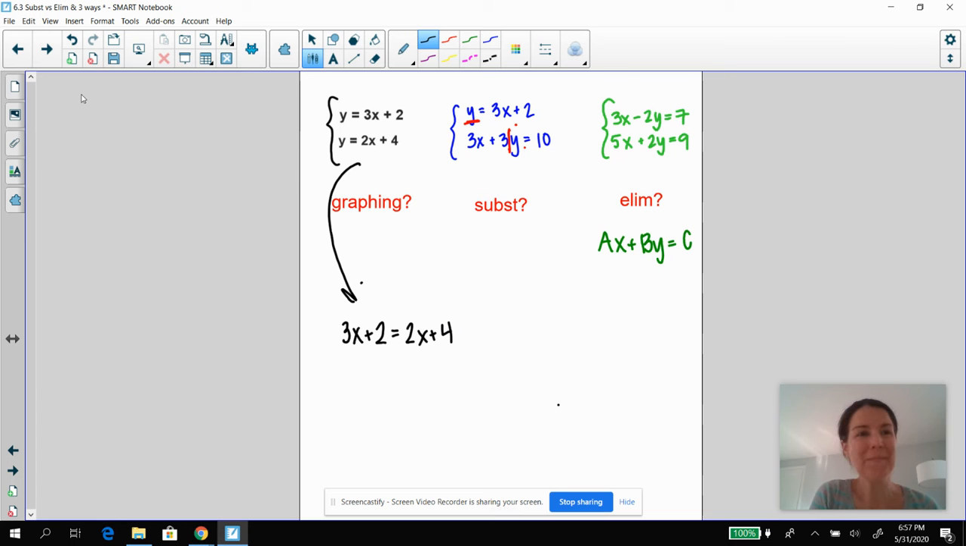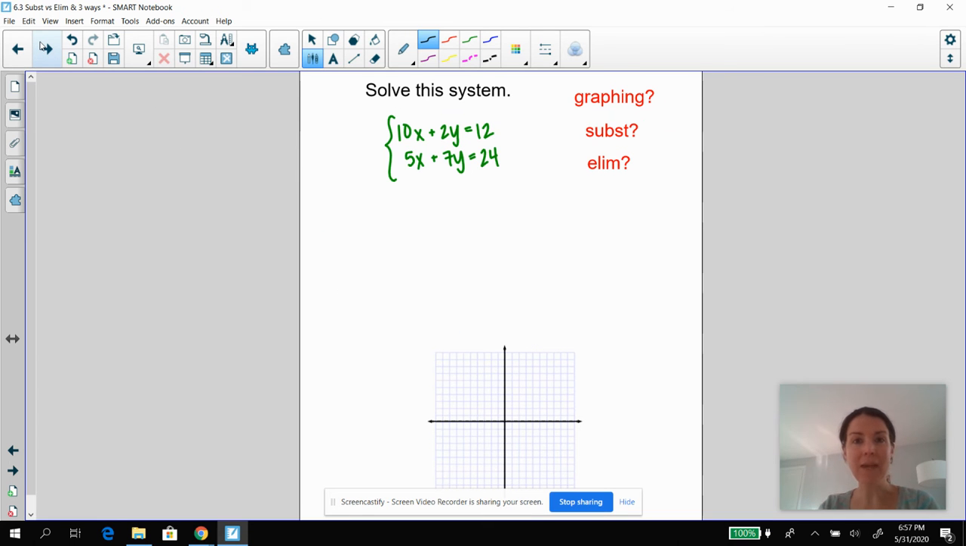All right, here we go. So I'm going to give you the system, and I want you to think about which method you would use first. Would you use graphing, substitution, or elimination? All right, so hopefully you said that you would use elimination here. And the reason why is because both equations are in that ax plus by equals c form. So go ahead and solve it.